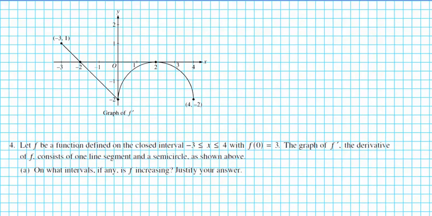It says, let f be a function defined on the closed interval -3 to 4, with f of 0 equals 3. The graph of f prime, the derivative of f, consists of one line segment and a semicircle as shown above. So this is the graph of f prime. Very important, okay? You need to look at what you're given. This is the graph of f prime, not f. Question A. On what intervals, if any, is f increasing?